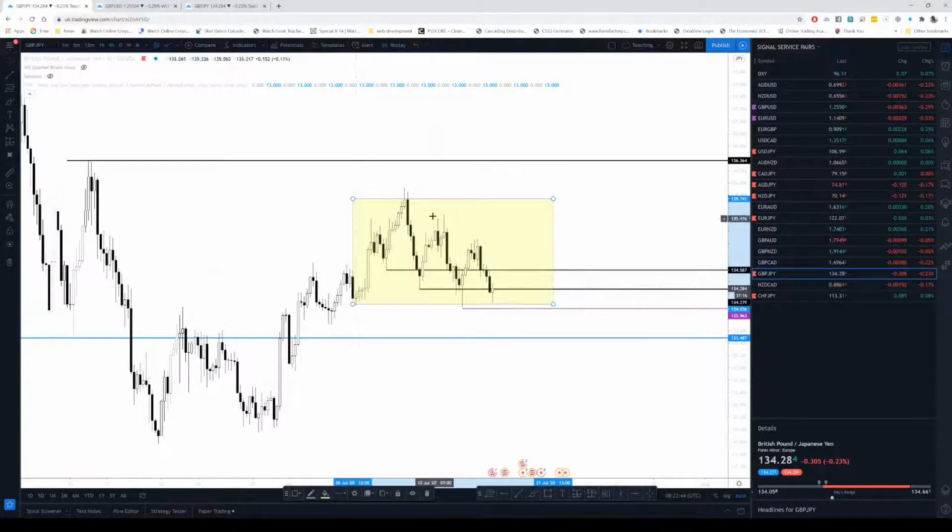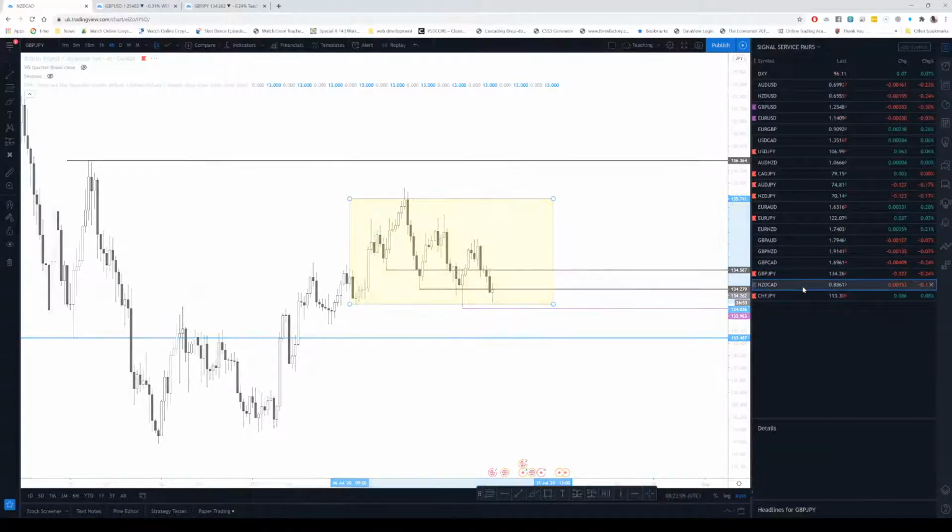So for longs, I will be looking for price to break above this for a continuation to the upside. For shorts, price needs to break this low convincingly down before I can consider shorts. Where we are right now is just sideways, so be careful. Okay, New Zealand CAD.